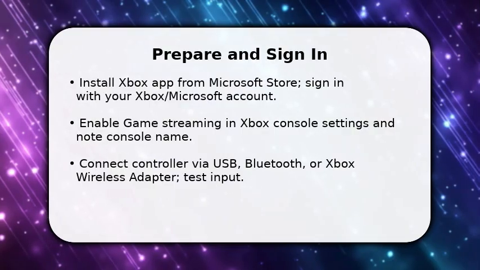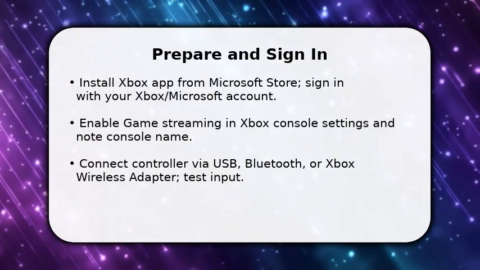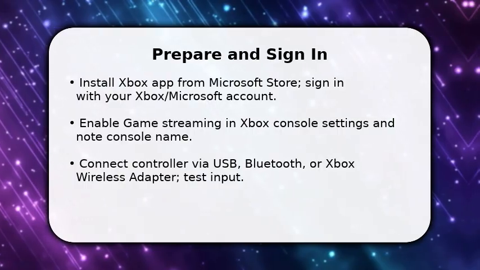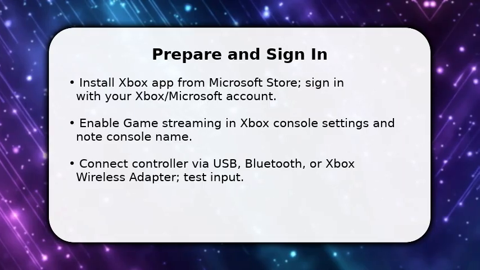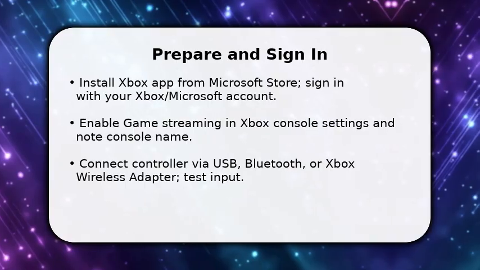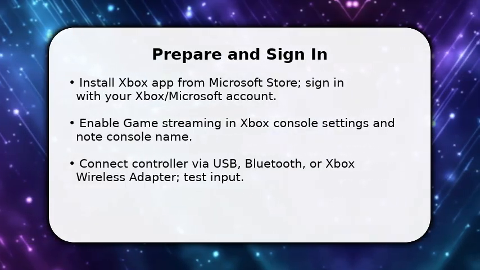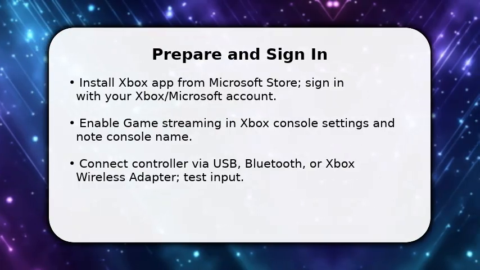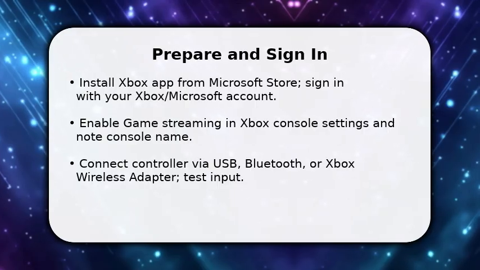You start by getting access. Open the Microsoft Store, install the Xbox app, and sign in with the same Microsoft account used on your console. Once done, on the console, enable game streaming and keep a note of the console name so you can find it quickly. Make sure your controller is paired now, wired or Bluetooth, and test button mapping in the app. These steps let your PC discover and authenticate to the Xbox without delays.